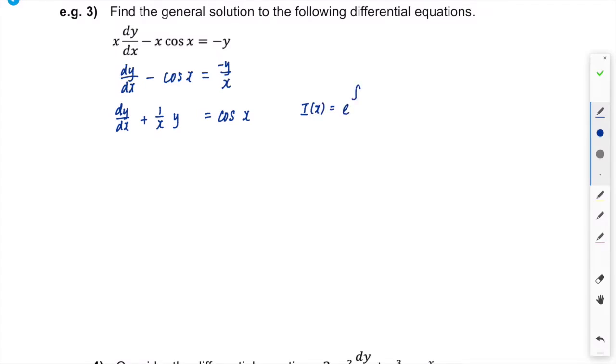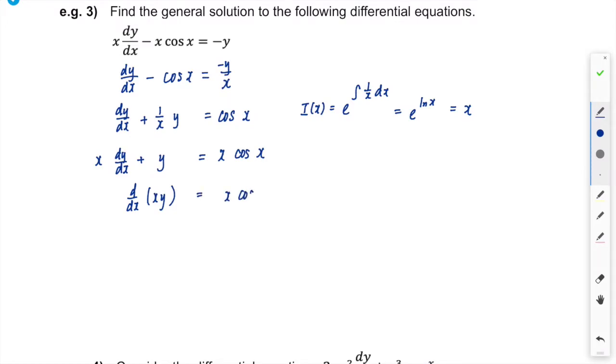e to the power of the integral of 1 over x dx is e to the ln x, which is x. So I have x dy by dx plus x times 1 over x, which is 1, times y, and then here I have x cos x. The left side now is the product rule. It's the derivative of x times y. And your right side is x cos x.